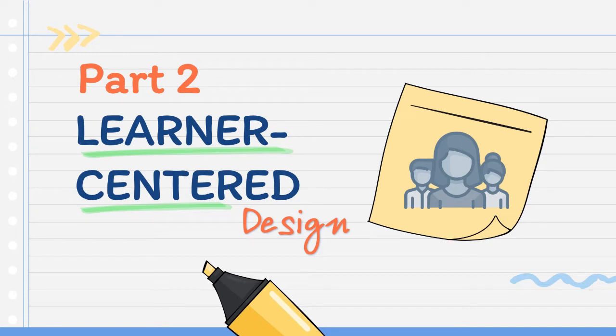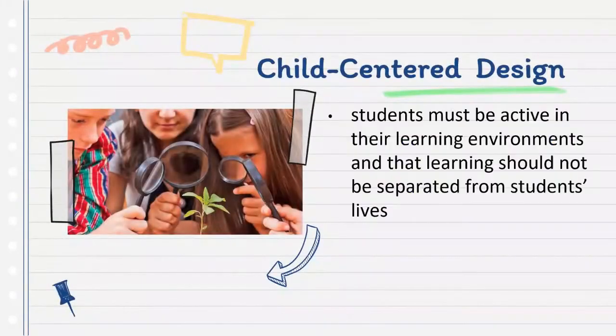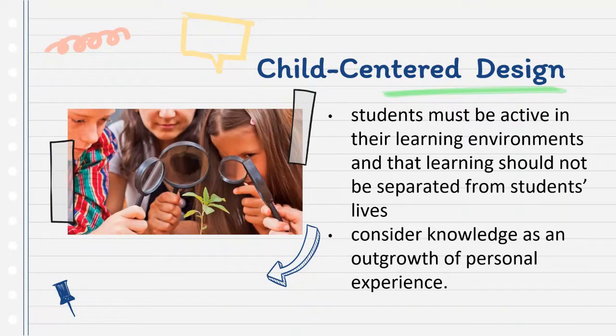Learner-centered designs essentially stress two of three big ideas regarding thinking about education, that is, socialization and Rousseau's developmental ideas. The first type of learner-centered design is child-centered design. Students must be active in their learning environments, and that learning should not be separate from students' lives. Child-centered design considers knowledge as an outgrowth of personal experiences.